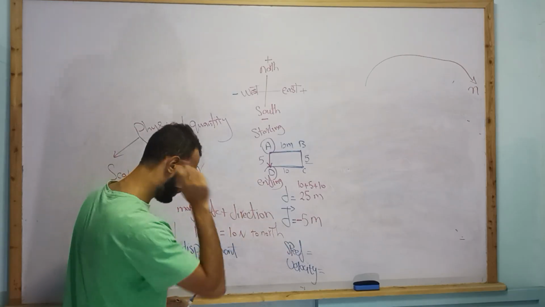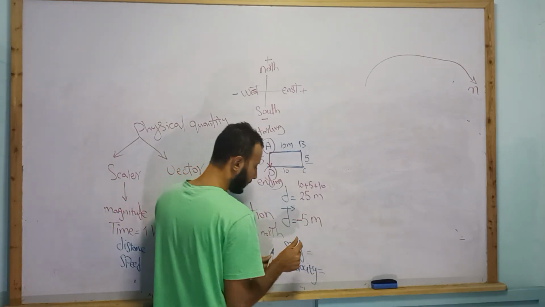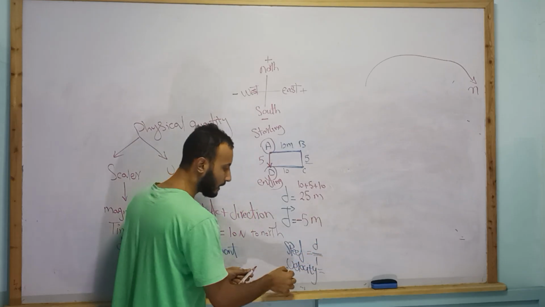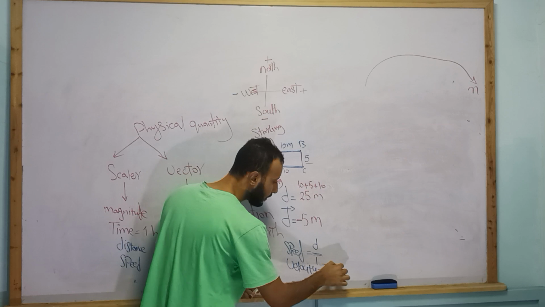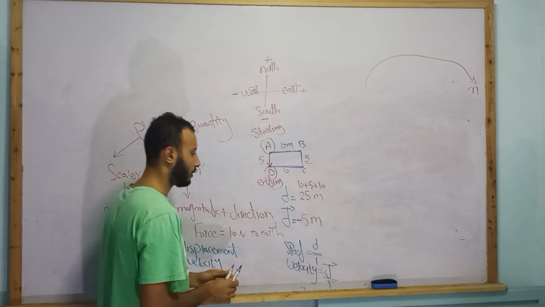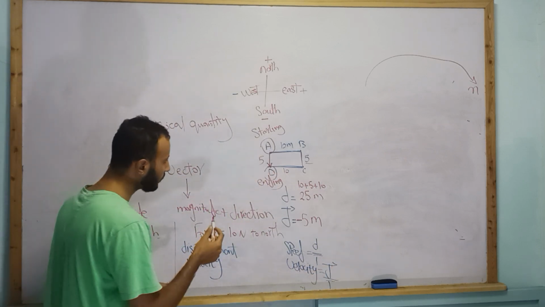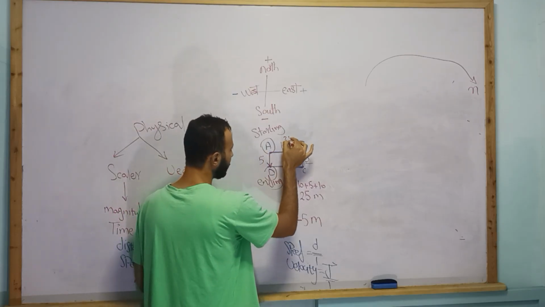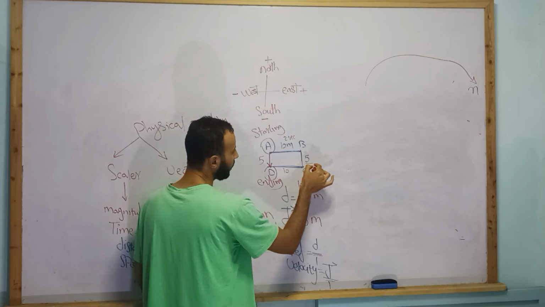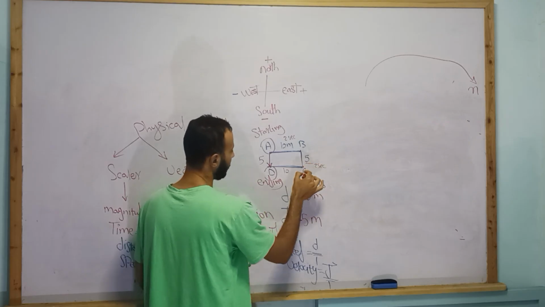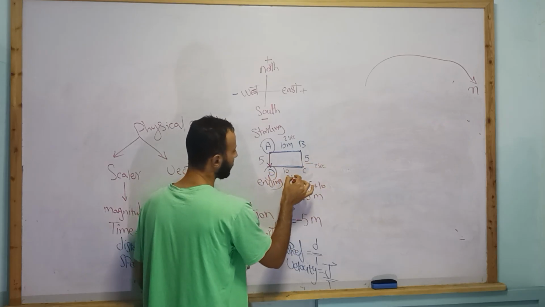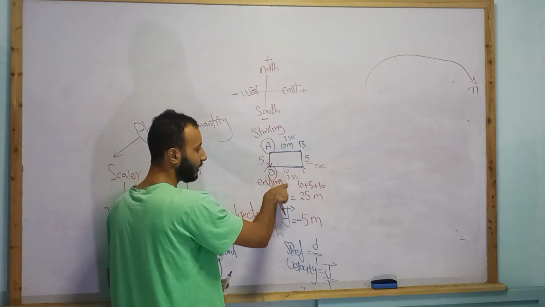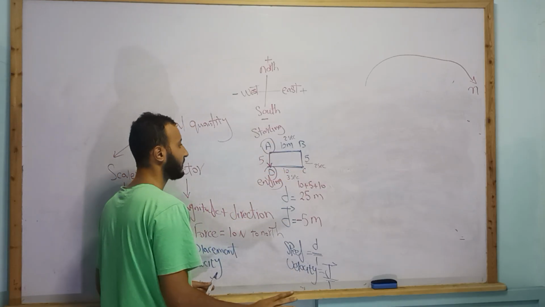Let's get to the speed now. Speed is equal to distance over time, and velocity is equal to displacement over time. So if I say he covered from A to B in 2 seconds, and from B to C in 2 seconds, and from C to D in 3 seconds, the total time is equal to 2 plus 2 plus 3, which means 7.